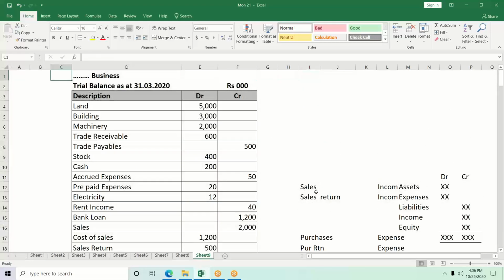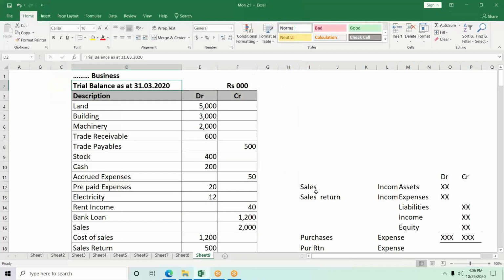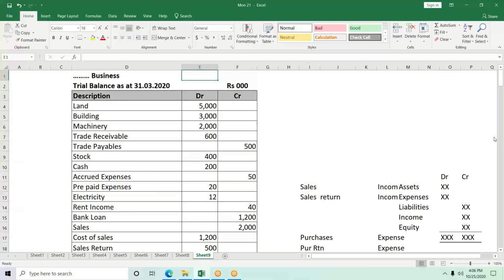They have not given the name of the business in this, right? But they want you to prepare the trial balance as at 31st March 2020. So we have listed the trial balance in this way, right? Okay, we can stop with this. See you in another video to talk about some additional practice questions from the same theoretical area we discussed in the class, right? Thank you.